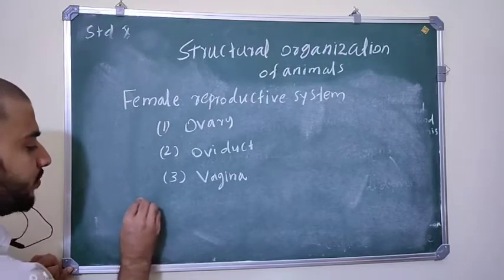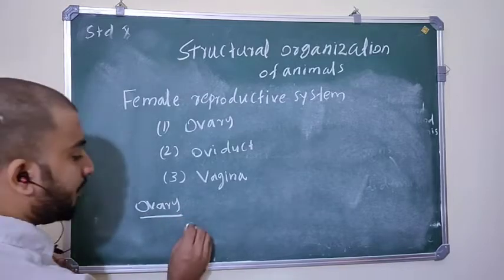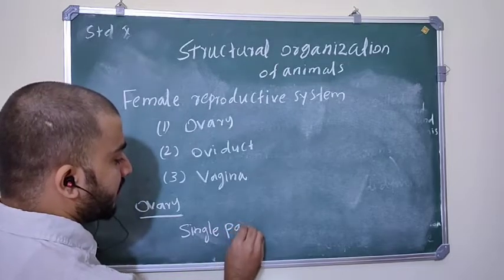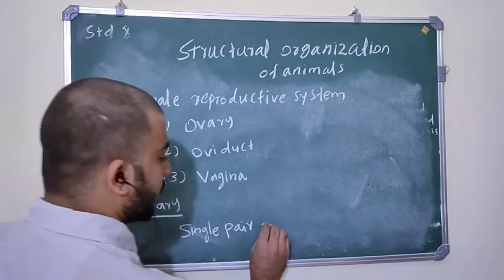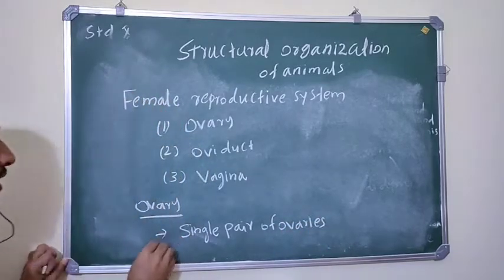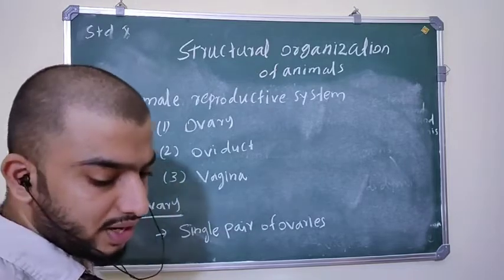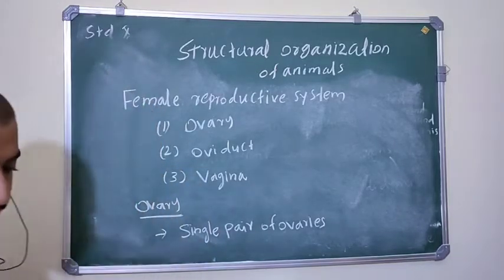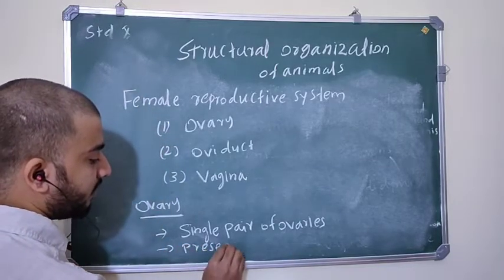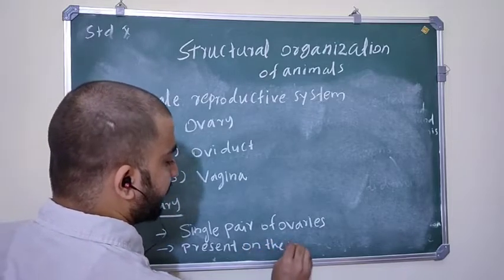First of all, the ovary. There is a single pair of ovaries present in the case of leech. Okay. And where are these ovaries present? They are present on the ventral side of the 11th segment.